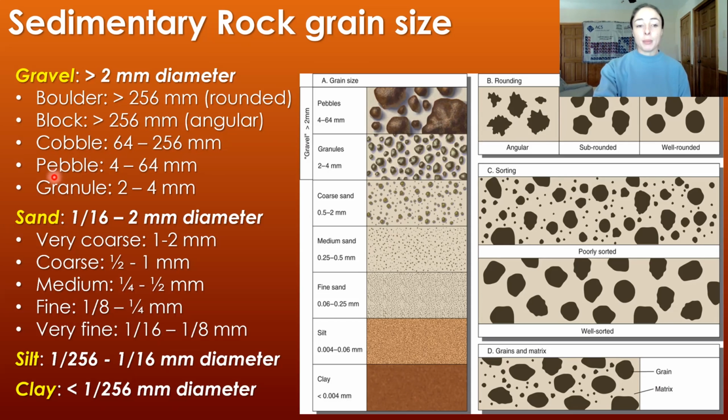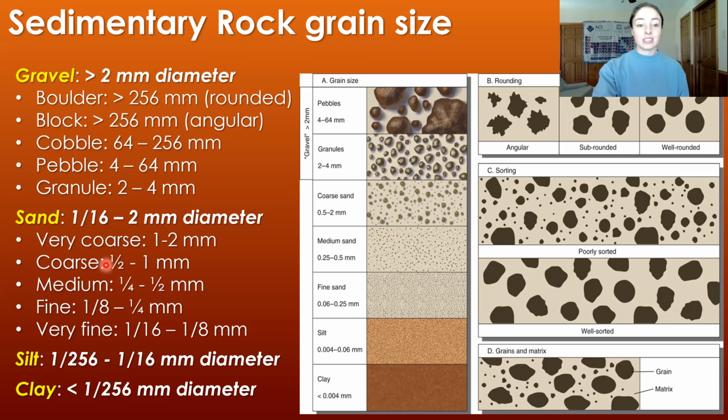And then we have pebbles between 4 and 64 millimeters. And then we have granules between 2 and 4 millimeters. And these are all over 2 millimeters, so they're still all underneath the larger category of gravel. Sand is the next size down from gravel, and it also has subcategories because sand as a whole goes anywhere from 1/16 of a millimeter to 2 millimeters in diameter, and very coarse sand specifically is 1 to 2 millimeters.